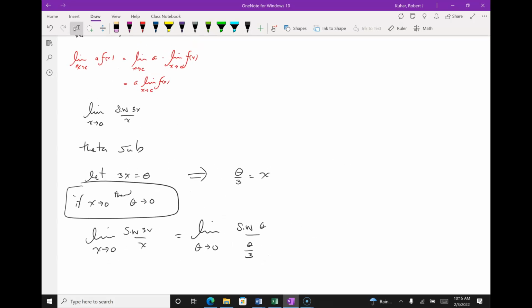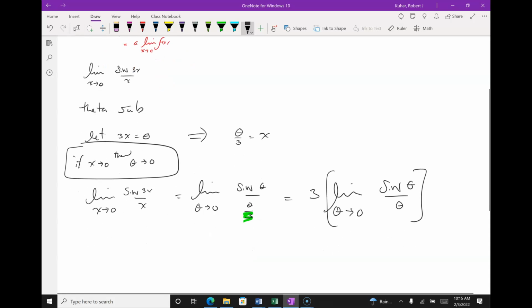You with me here? Now this 3 can come out of the limit, right? The 3 can come out of the limit, yeah? It comes out of the limit as a 3, not a 1/3. Do you agree? Yep, so this 3 can come out. So I get 3 times the limit as theta goes to 0 of sine theta over theta. And I know this limit, don't I? Yeah, it's 1.